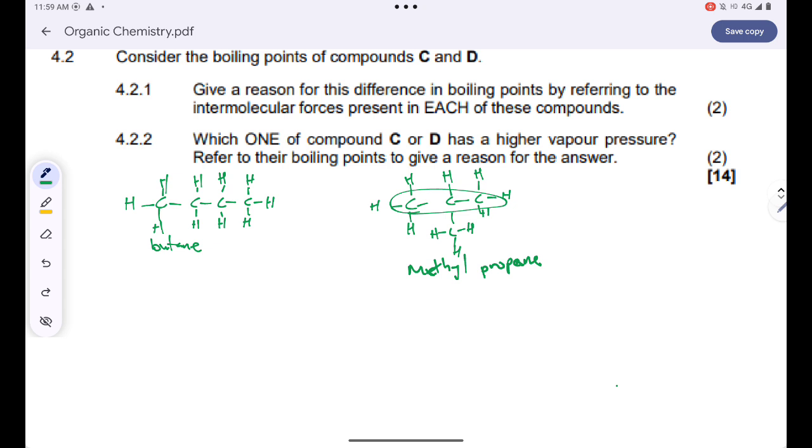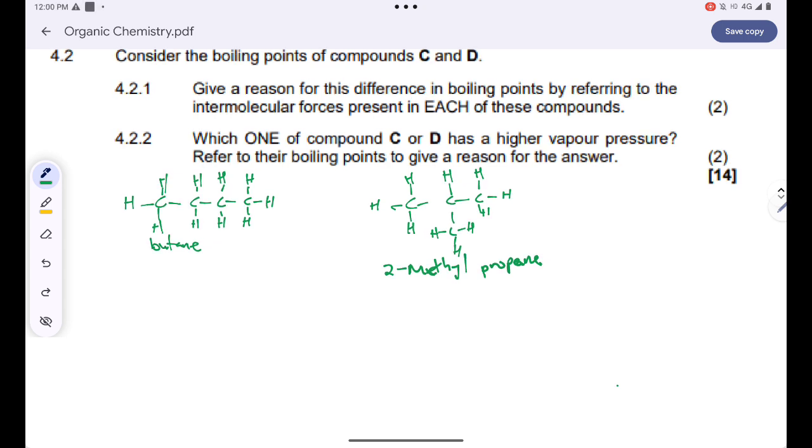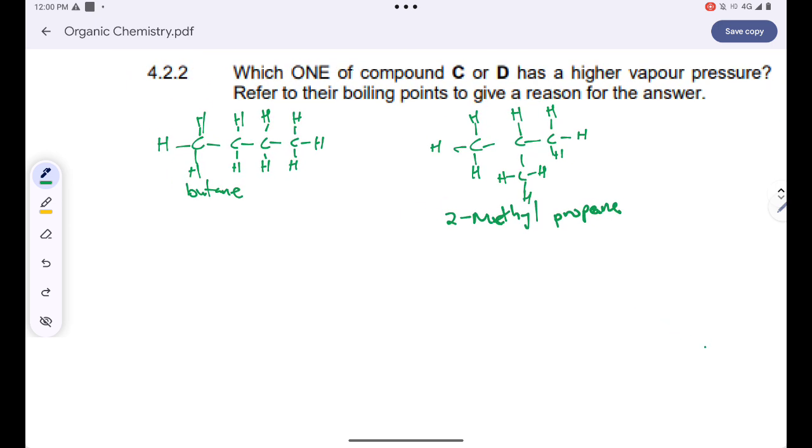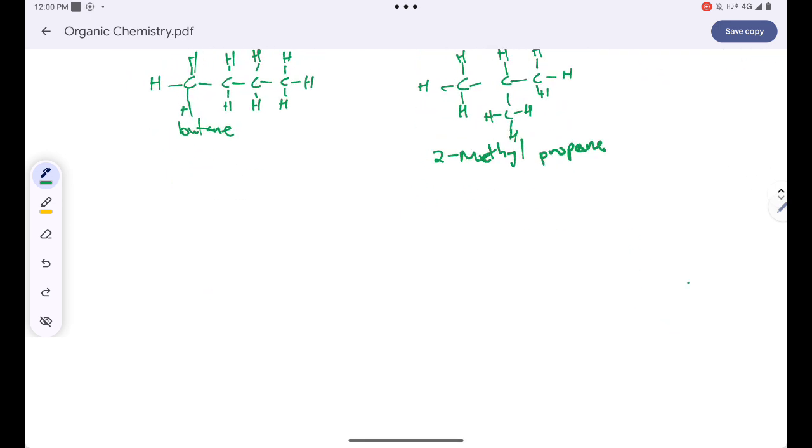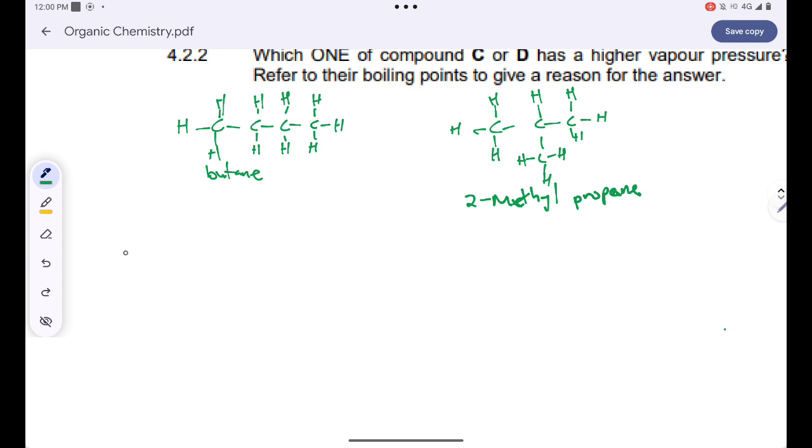Whenever you name this, guys, for you to be safe, yes, you can say 2-methylpropane, but there's no difference because there's only one methylpropane. There's no other methylpropane other than 2-methylpropane. Okay. The first thing I want us to know is that these two compounds, guys, have the same molecular mass. Why? Because they have the same molecular formula. If you were to calculate the molecular mass, it will be the same for these two compounds.